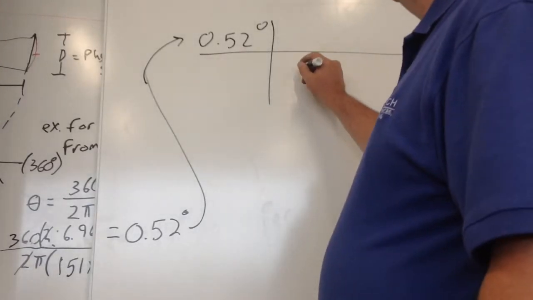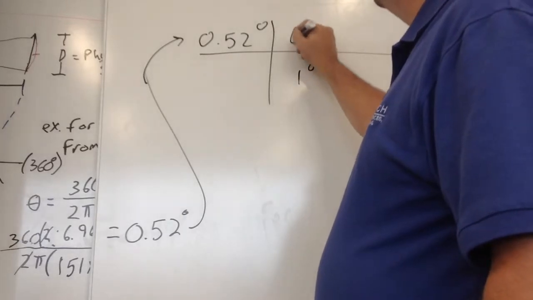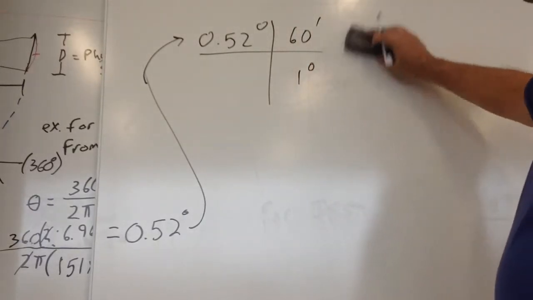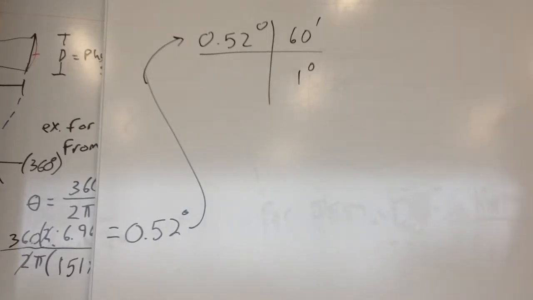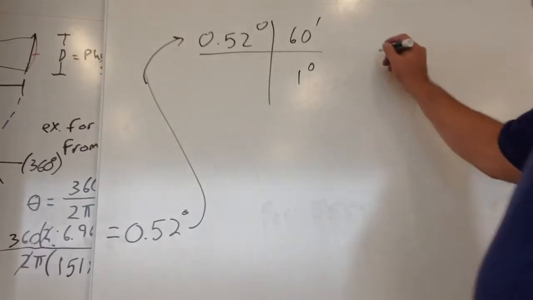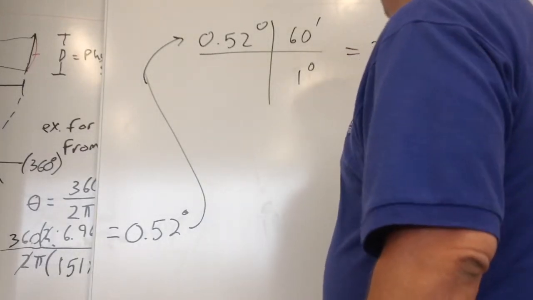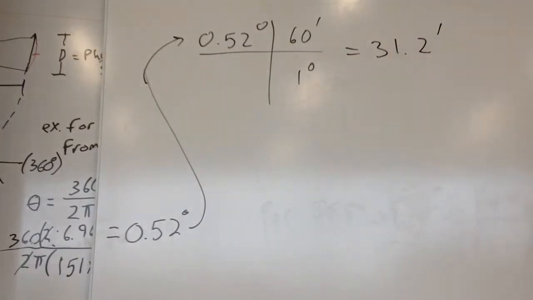So 1 degree is 60 arc minutes, right? So that will give us, you can tell me what that is. Should be a little more than 30. 31.2. Sometimes that's enough. Sometimes the problem will just say get us down into arc minutes. But let's take it to seconds.